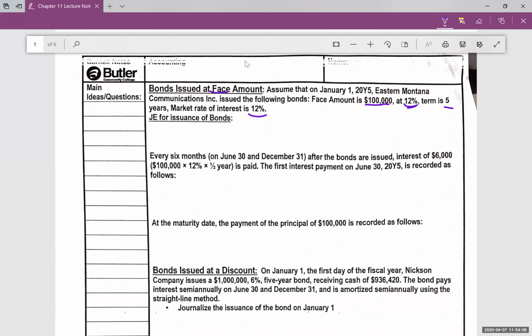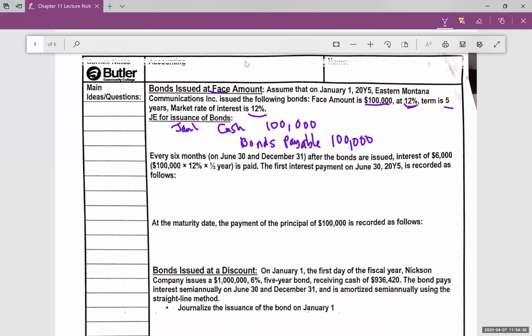So the journal entry for the issuance of these bonds looks like this. January 1st, they got cash. They raised cash of $100,000. Then they're going to credit bonds payable for $100,000. Okay? There's no discount, there's no premium because the interest rates are the same.